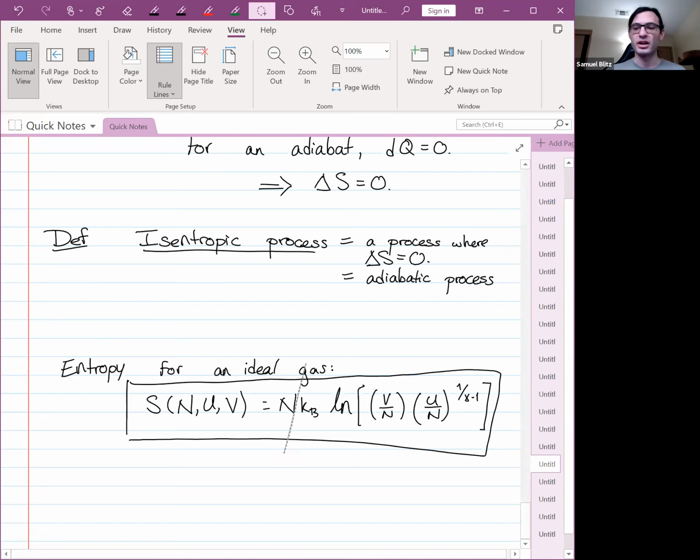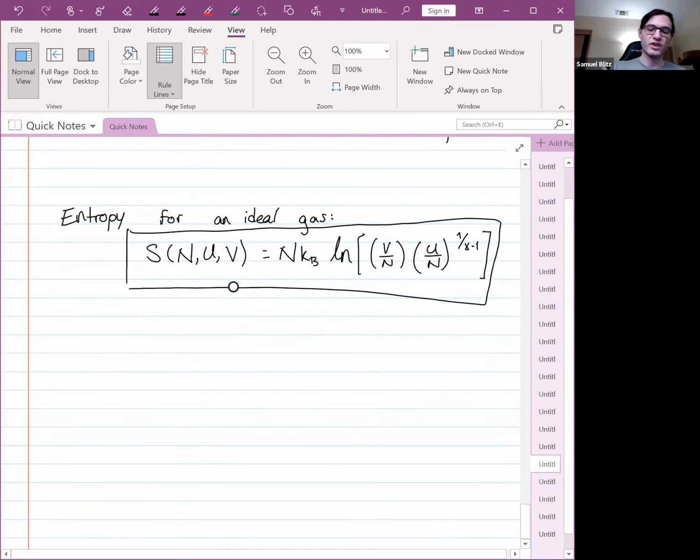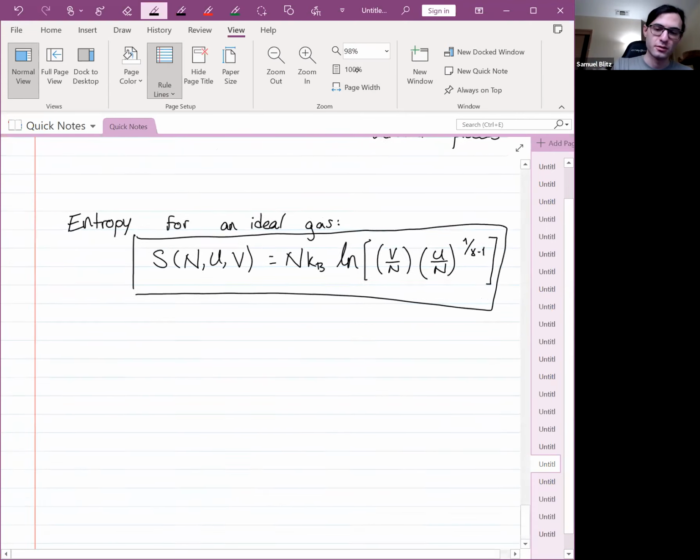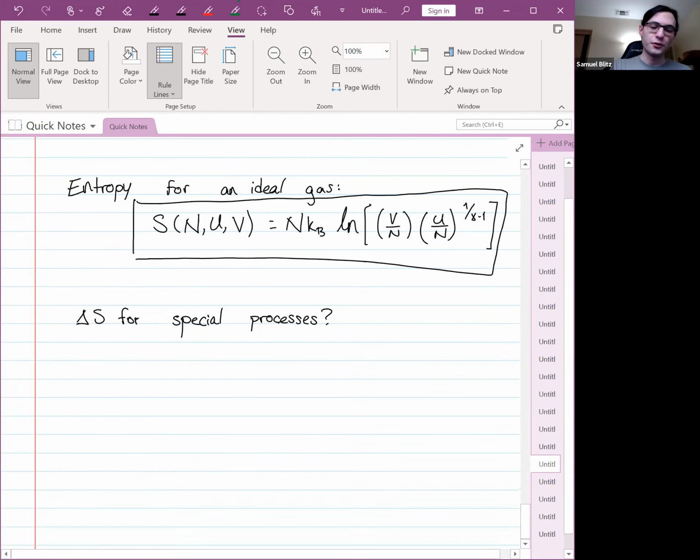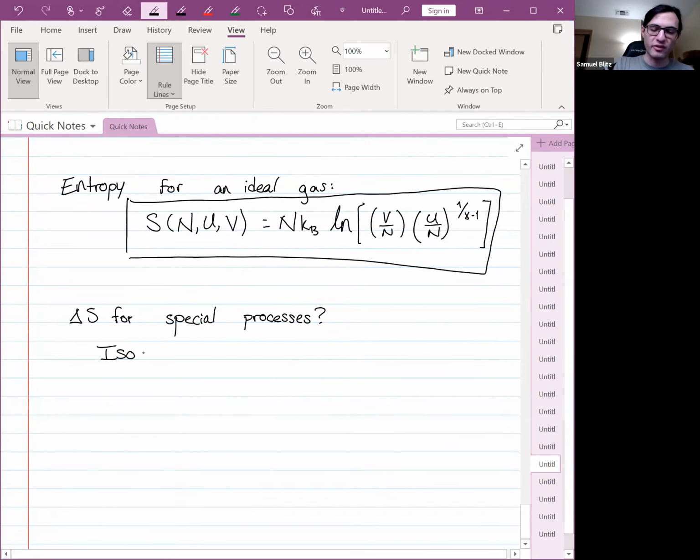We can do a lot with this formula, and in fact, we can use this to find the entropy, or the change in entropy, for the other three special processes. So for an isochoric process, you can just plug in the values using the ideal gas law, the fact that the volume is constant, and so on.